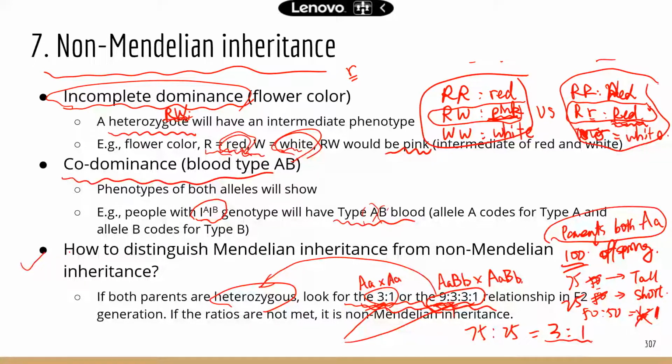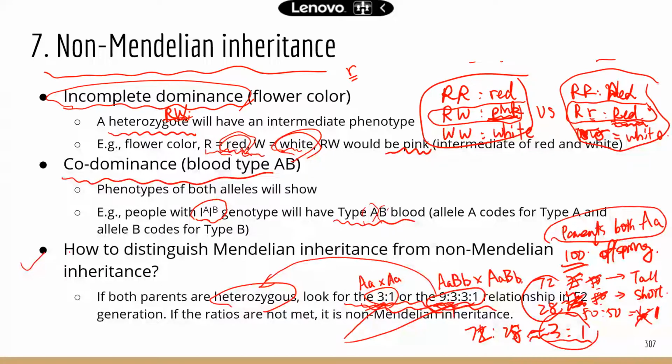Now, when you do real experiments, the number of offspring that have a particular trait might not be exactly 75 or 25. So this could be 72 and this could be 28. When you do the calculation, it's approximately 3:1. So you would consider this as following the 3:1 ratio.